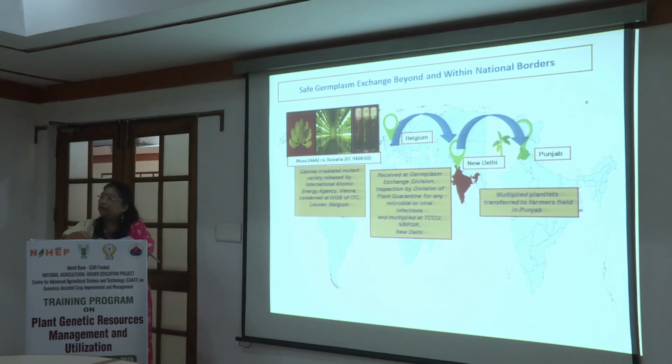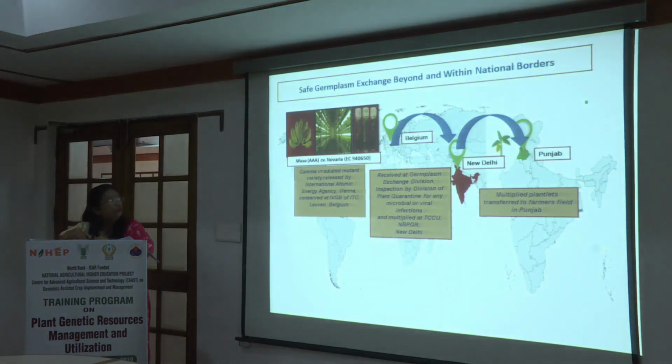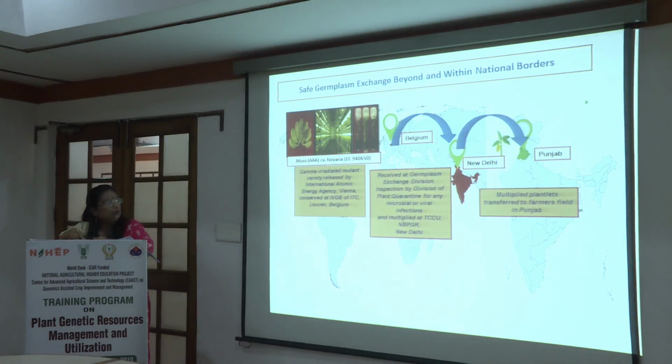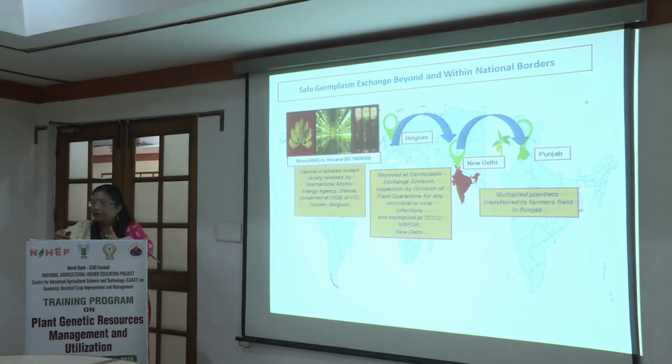So practically over the years at NBPGR, we have been exchanging a lot of material through tissue culture in most of the vegetatively propagated crops, especially with international laboratories. This is just an illustrative example of a recent exchange we did of banana from Belgium. We have brought it to India and even shared it with a farmer who is now cultivating it in the field. So use of tissue culture on ground is very much a reality these days.